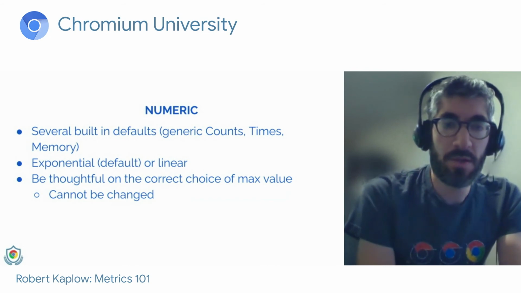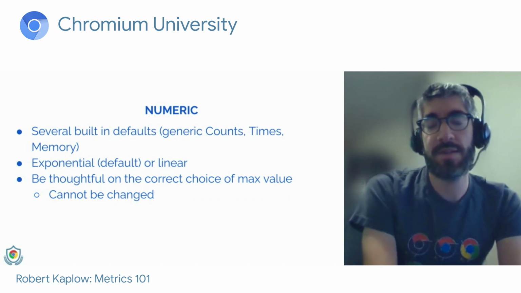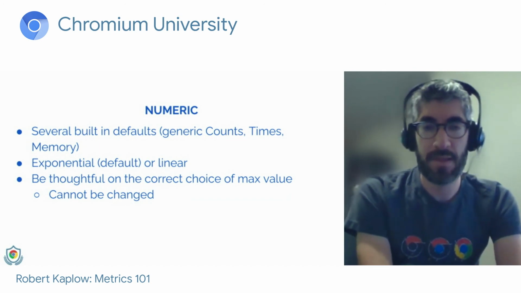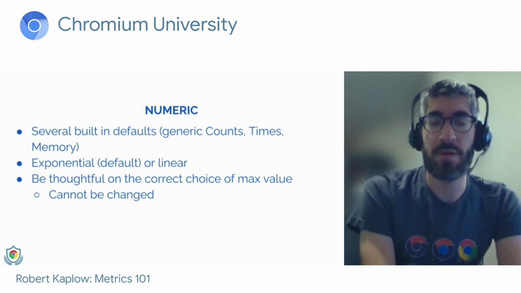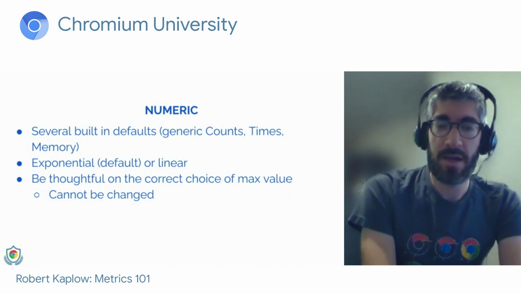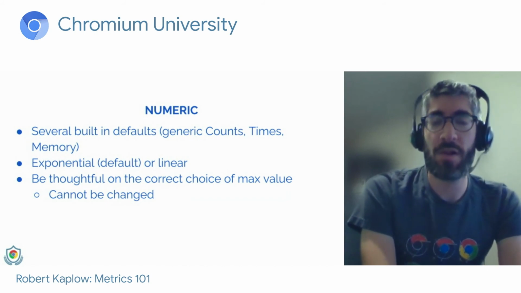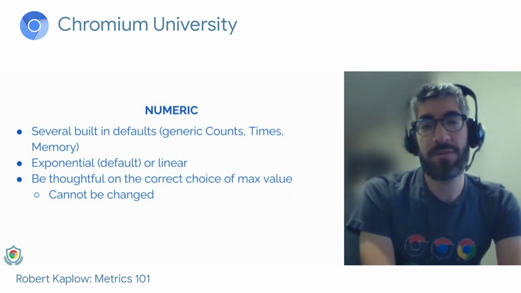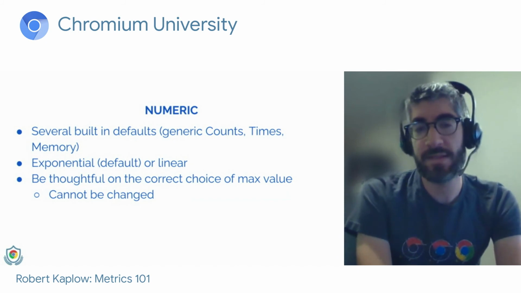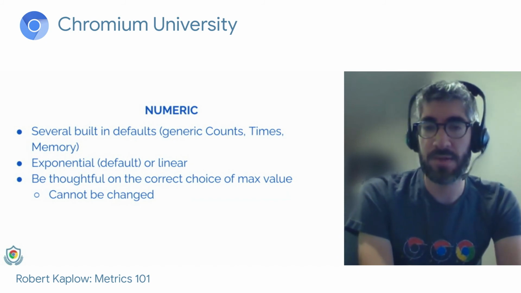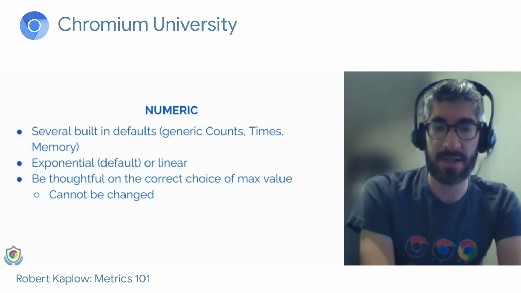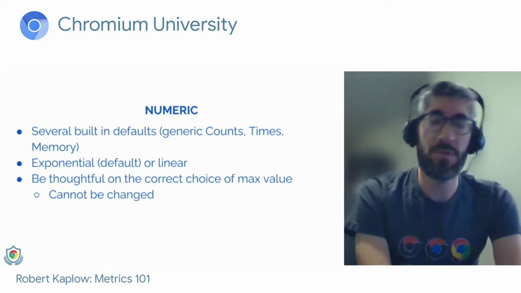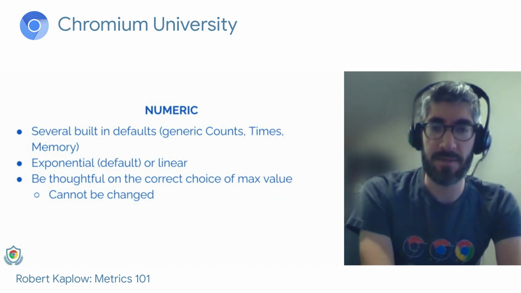Next, I wanted to note you should be thoughtful on the correct choice of the maximum value of the numeric histogram. The value of the max has a big role in where the buckets are, and an incorrect choice of max can make the quality of your data much worse. For example, if something generally takes around 100 milliseconds to occur, but you set the max value very high, say 100,000 milliseconds, almost all your data will be in a few buckets very early on, which makes the quality of your data much worse.